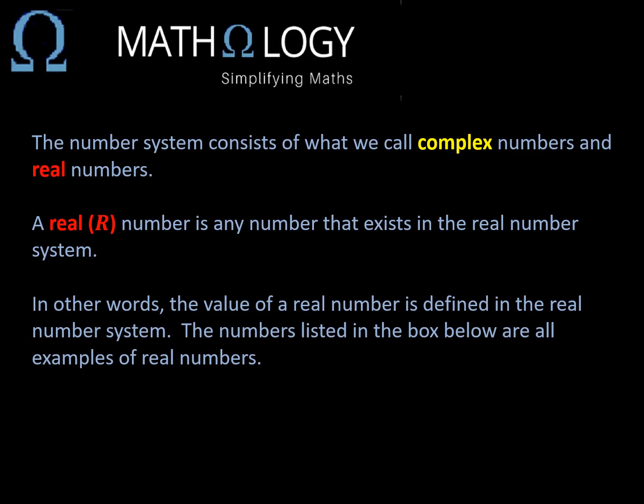The number system consists of what we call complex numbers and real numbers. A real number is any number that exists in the real number system. In other words, the value of a real number is defined in the real number system. The numbers listed in the box below are all examples of real numbers.